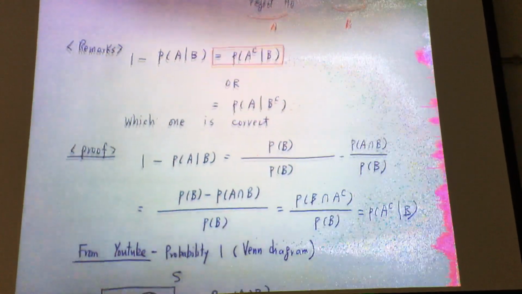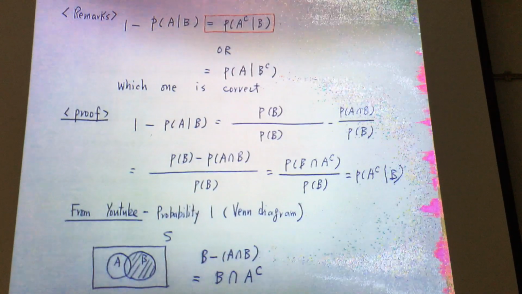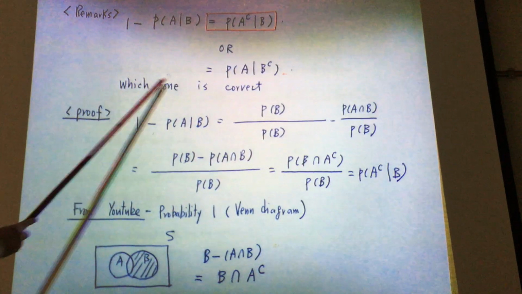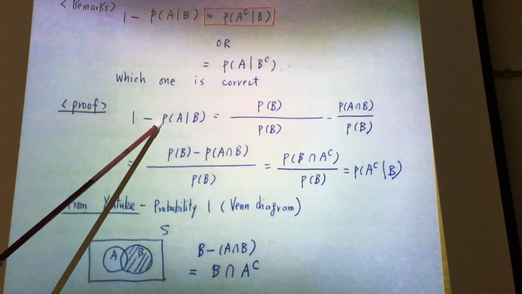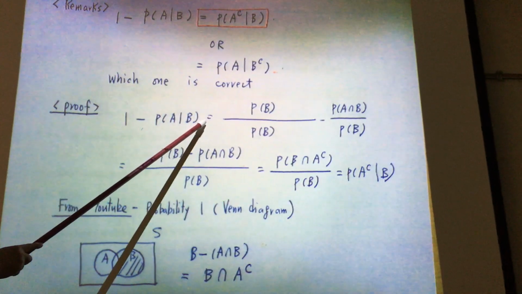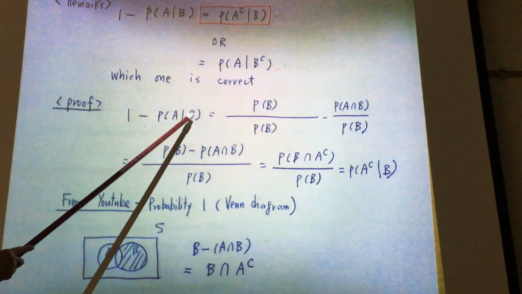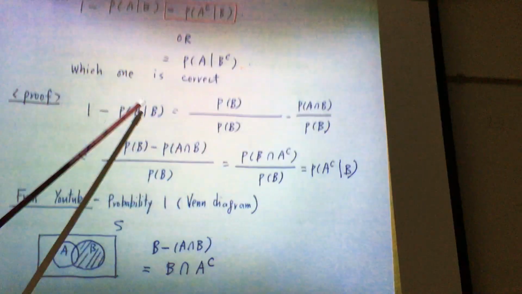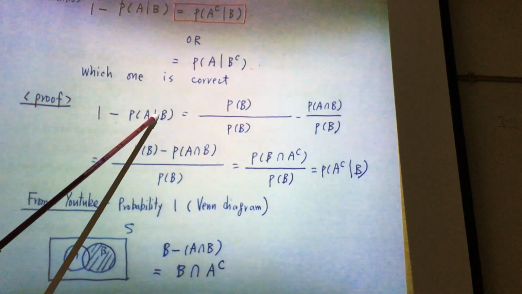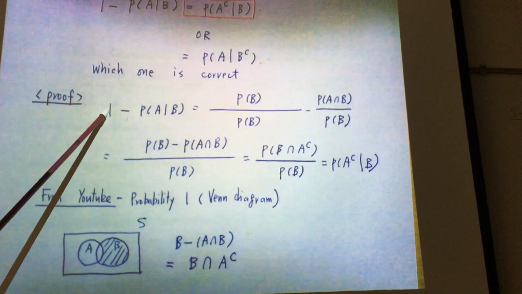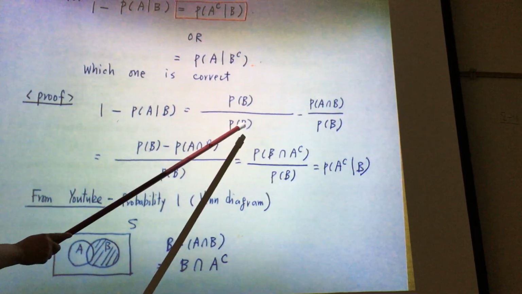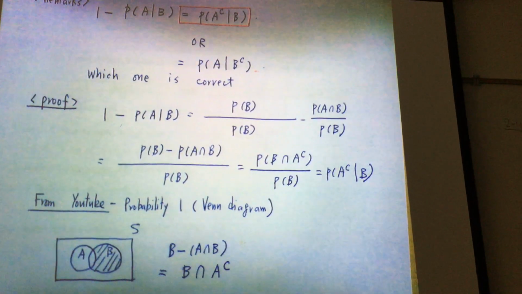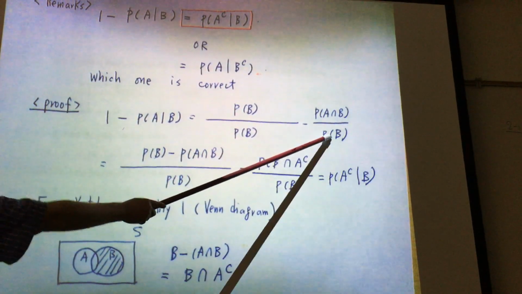This one relates to the video I post online, okay? Among these two, which is the correct one? Look at here. 1 minus probability A given B is, well, what's the probability A given B? Is probability A and B divided by PB. This is the definition of the conditional probability, right? Probability A given B. For that, we change our 1 into PB over PB. I want to make this one consistent with this one here. The same denominator, okay?